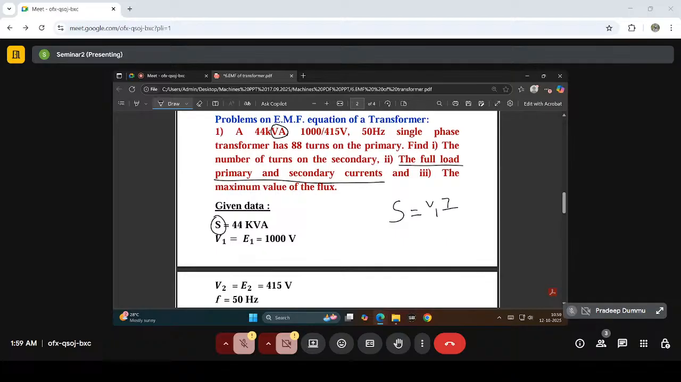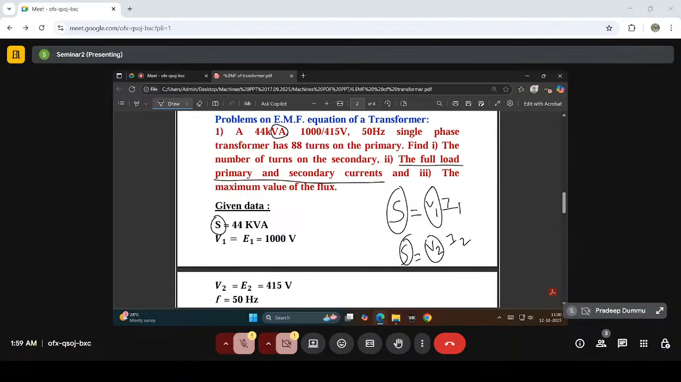S is equal to V1 into I1. You know S? What is S? 44,000. You know V1? Can you get I1? Yes, you can get I1. V2 formula? S is equal to output side, V2 into I2. You know V2? Can you get I2? Yes.